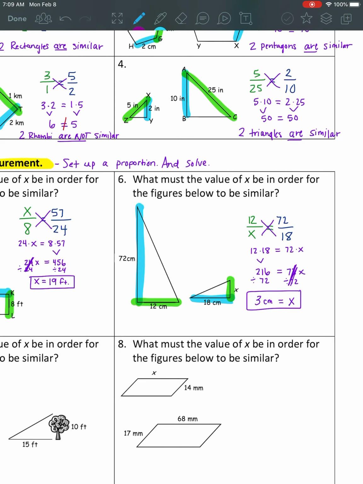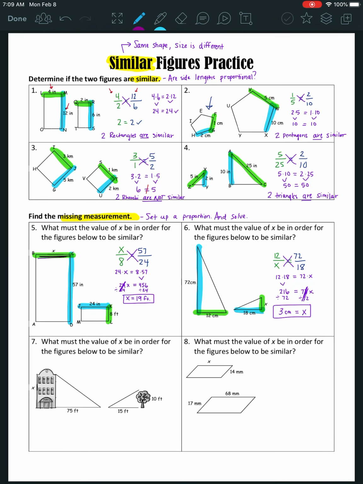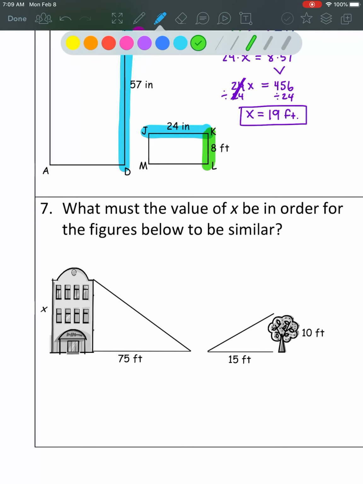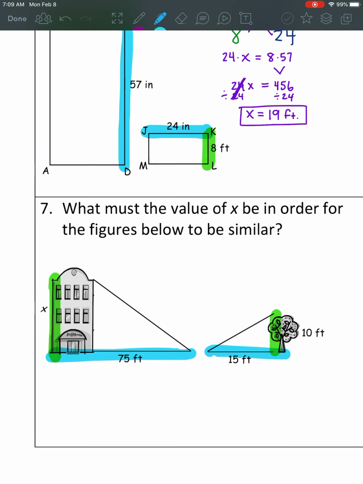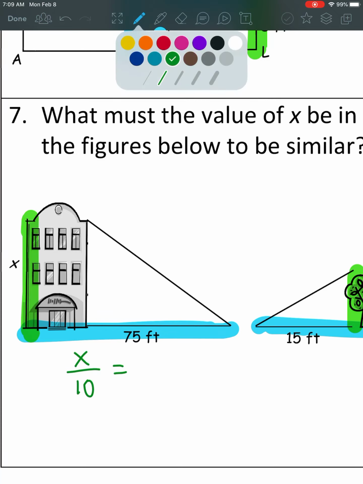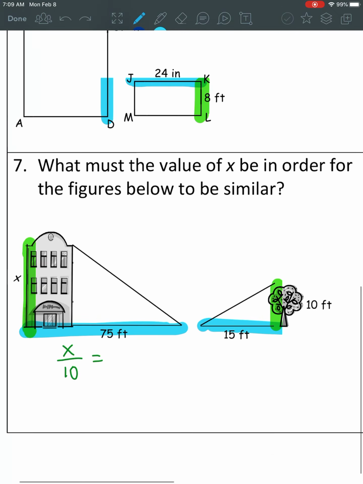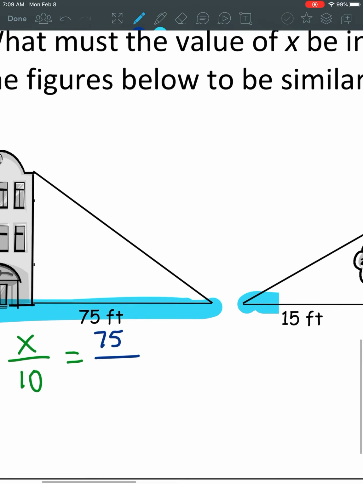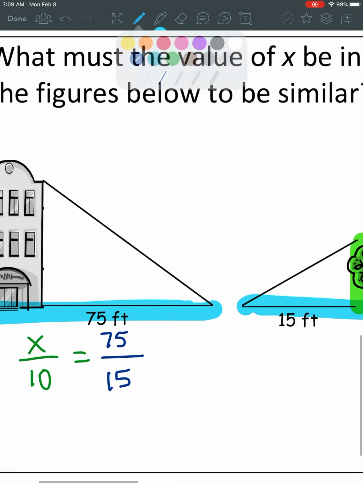Okay, now I'm going to have you pause and see if you can do numbers 7 and 8 and set up your proportions correctly and then solve. So I will do those quickly then to see if you're on the right track. X pairs up with 10 and 75 corresponds to 15. So my first ratio, I'm going to do x over 10. Since x is on top, I have to keep that same triangle, the first triangle, 75 on top over 15.